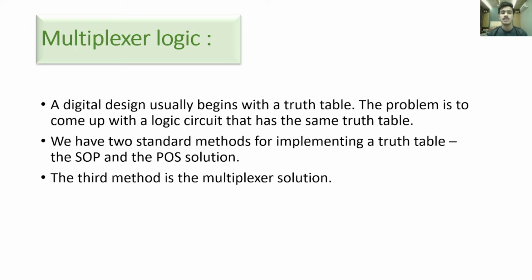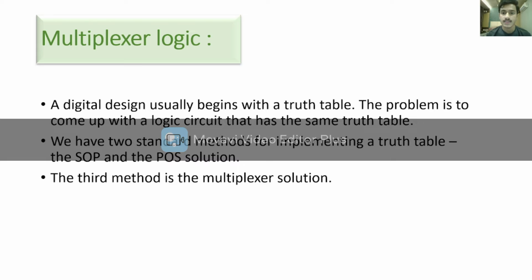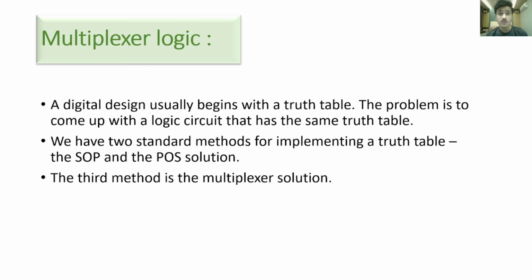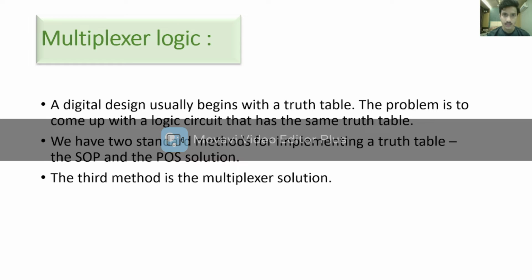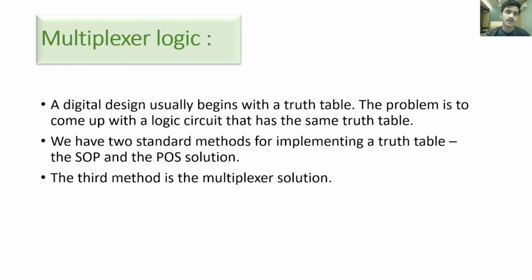Multiplexer logic. A digital design usually begins with a truth table. The problem is to come up with a logic circuit that has the same truth table. We have two standard methods for implementing a truth table, the SOP and POS solutions. The third method is the multiplexer solution. As we saw with the K-map and MEV methods, we used POS and SOP solutions where we mark the quads, pairs and octets and write the corresponding solution. Here, the multiplexer solution is easier than the K-map solution since it does not require drawing any K-map or related diagrams.